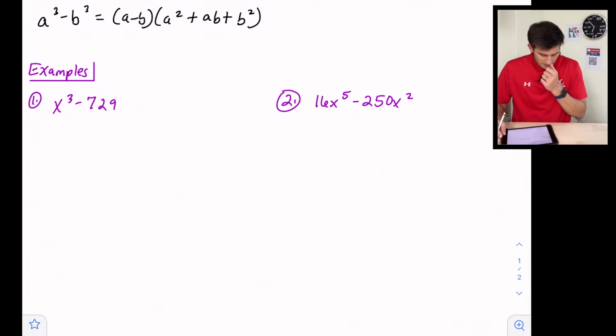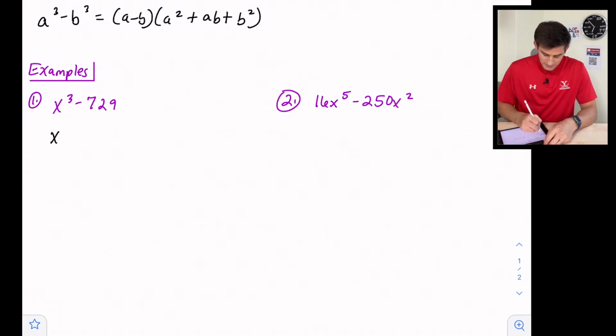So we look at number one, we have x cubed minus 729. And so we notice that 729 is not cubed, but we can rewrite 729 as a number cubed, and that would be 9 cubed. So we can rewrite this as x cubed minus 9 cubed. And now we can identify a is x and b is 9.